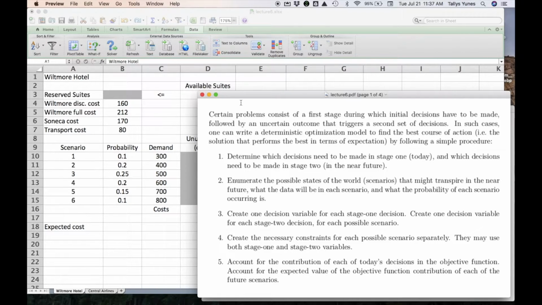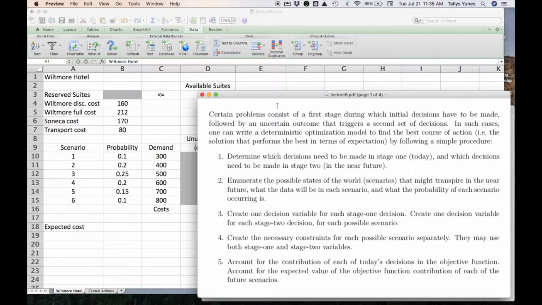So just to recap a little bit of the concepts, the idea is that certain problems consist of two stages: a decision I have to make today and what I'm calling the tomorrow. You can think of that tomorrow in quotes, or the near future, which is some uncertainty that is going to be revealed to you. You don't know about it yet, but you can have an idea of what can potentially happen to you by thinking of it in terms of scenarios.